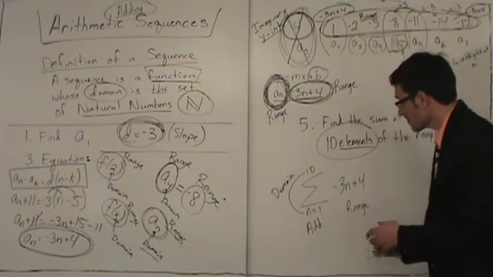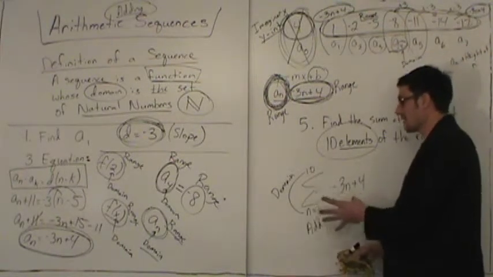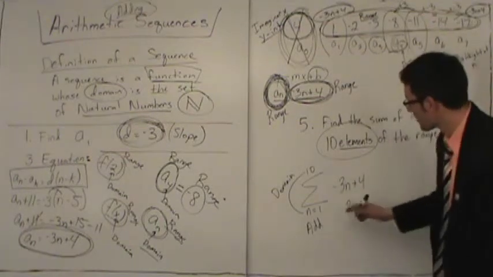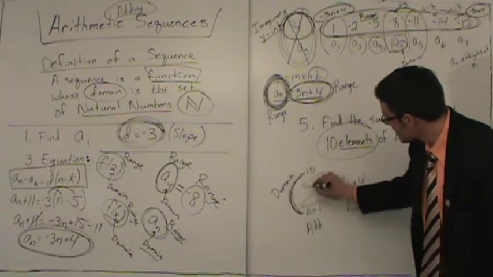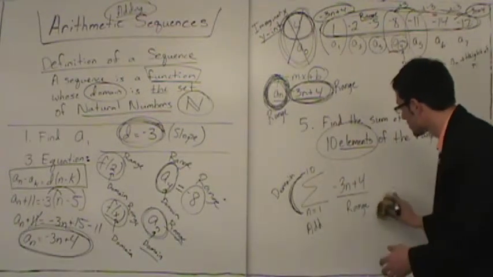Now, I'm going to show you how to read this in a minute. But right now, I need you to be able to write this. Okay, so we write what? Add. This means add the first 10 numbers in what? The range. Now let's go ahead and write those values.